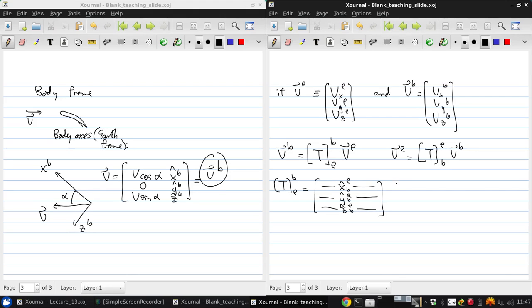And similarly, T_EB is given by the row vector x hat B to E, y hat B to E, z hat B to E. And we call these transformation matrices. Again, in each one, each row is a unit vector for a direction in the other axis system.